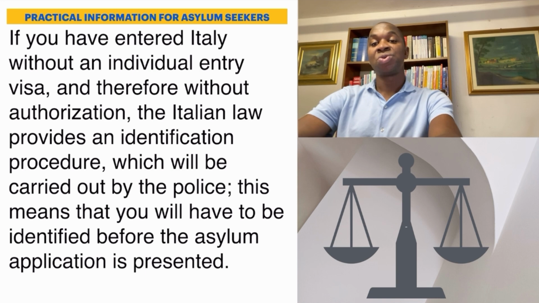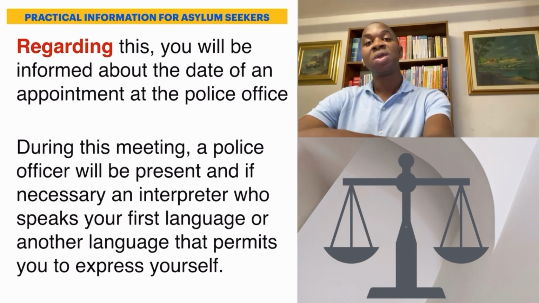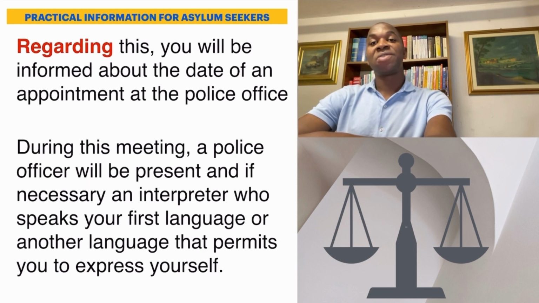You have to meet with the police or the border police. Questions will be asked. You'll be asked for some personal information so they can know who you are and where you are coming from. You will be informed about the date of an appointment at the police office. During the meeting, a police officer will be present and, if necessary, an interpreter who speaks your first language or another language that permits you to express yourself.